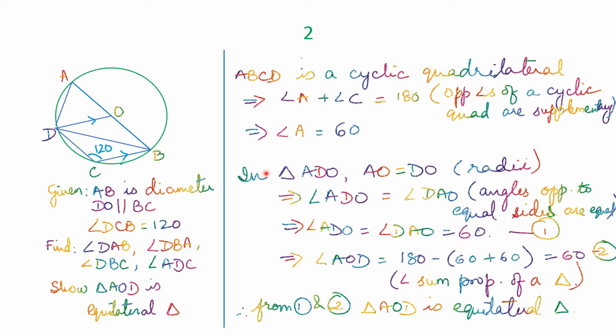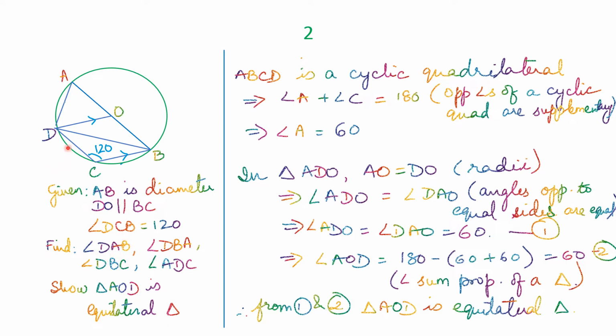The second question that I have taken is a slightly lengthy one. So we have a circle where AB is the diameter, that is passing through the center of the circle. Unless and until it is passing through the center of the circle, don't assume any chord to be a diameter. Here AB is passing through the center of the circle, which means AB is the diameter. It's also given to us. And we are also given that DO is parallel to BC, and angle DCB is equal to 120. We have to find angle DAB.